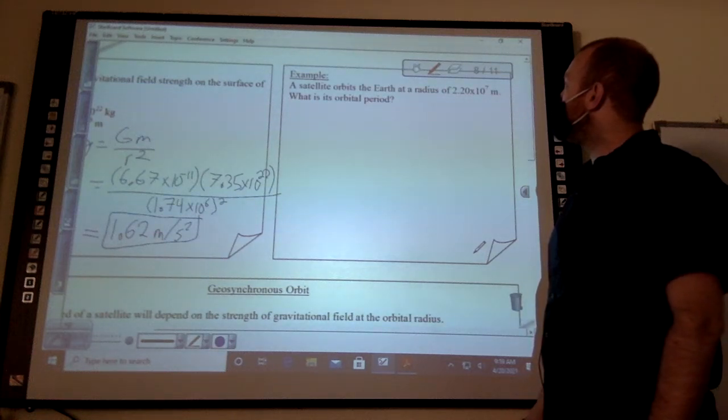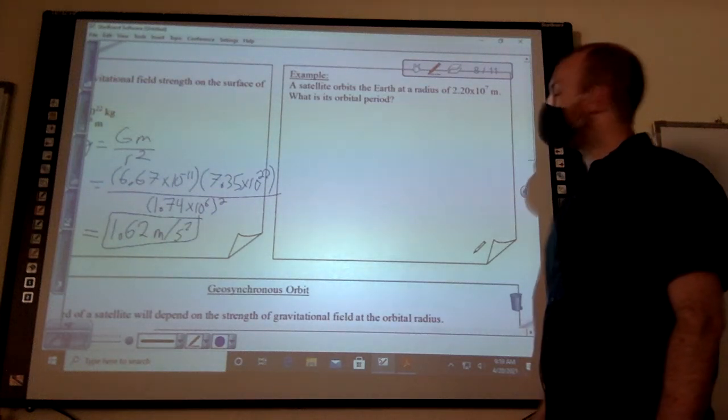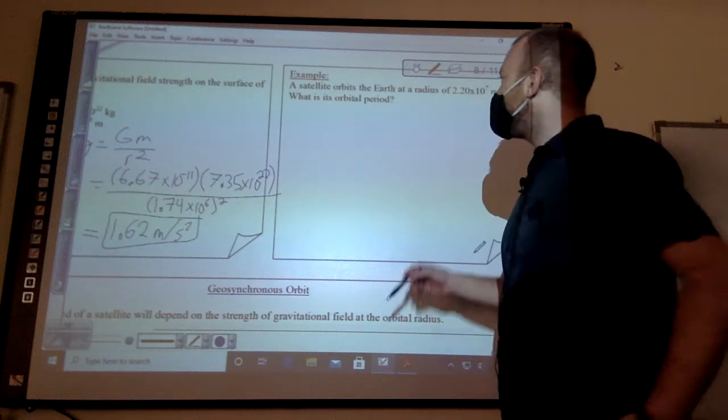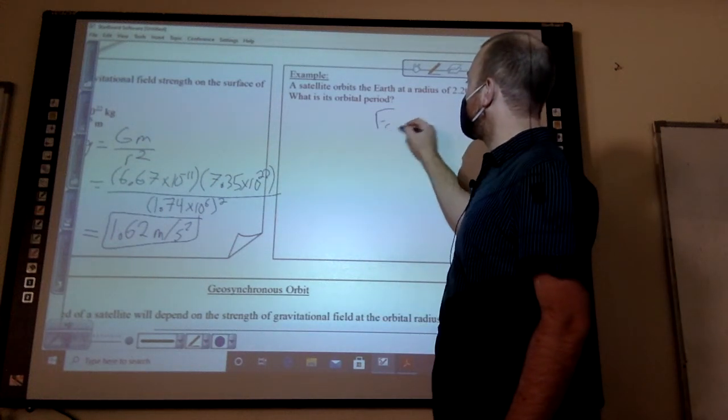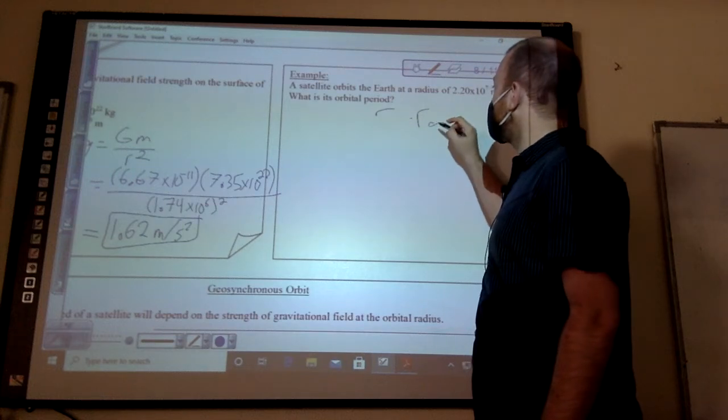What do we got? Satellite orbits the Earth at this radius. What's the orbital period? Okay, so again, for this one, we've just got the same Fc equals Fg.